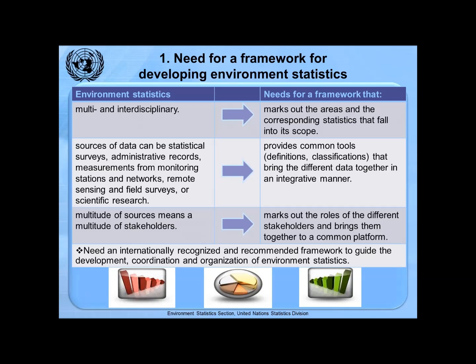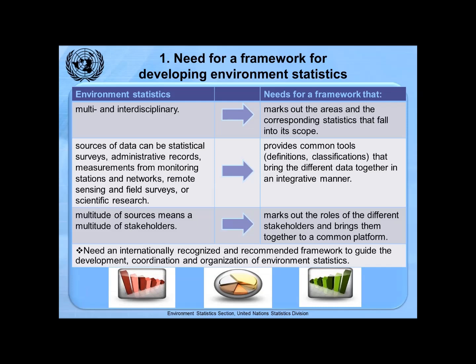There are varied different kinds of sources to collect the data. That can be through administrative records, data from monitoring stations and networks, remote sensing, that's why we have our large geospatial community out there, as well as the traditional statistical censuses and surveys. And this will be helpful because a framework provides the common tools and definitions, classifications, etc. that can bring the data together, because often the data are very widely dispersed across the country or different institutions.